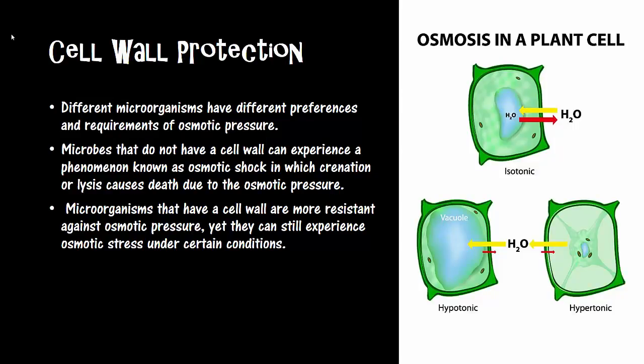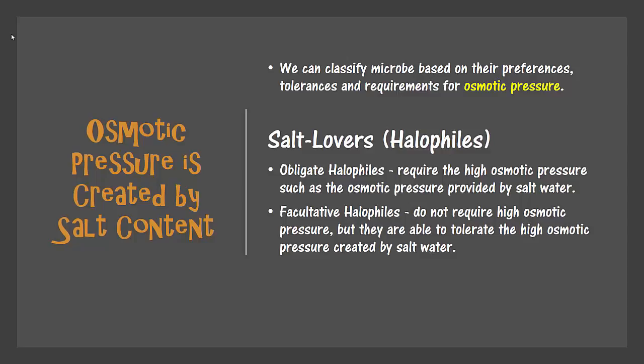Different microorganisms have different preferences and requirements of osmotic pressure. Microbes that do not have a cell wall can experience a phenomenon known as osmotic shock, in which crenation or lysis can cause death due to the osmotic pressure. Microorganisms that have a cell wall are more resistant against osmotic pressure, yet they can still experience osmotic stress under certain conditions.